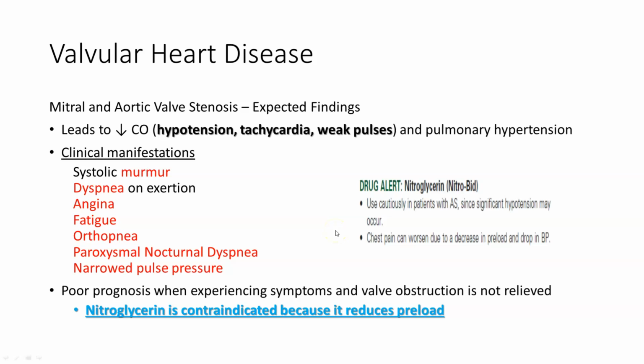So the big ones that we're going to concern ourselves with are the mitral valve and the aortic valve. So we'll look at the stenosis first. We've already said that this leads to a decrease in cardiac output. You're going to present with hypotension, tachycardia, weak pulses. We know that those things basically mean you're going into shock. And then you could have pulmonary hypertension as well, or cor pulmonale. So things to look for, we've already said that we expect a murmur, and then it's the left-sided signs and symptoms, right? So dyspnea, chest pain, fatigue, orthopnea, paroxysmal nocturnal dyspnea, narrowed pulse pressures.